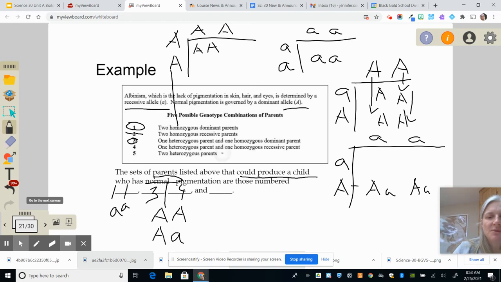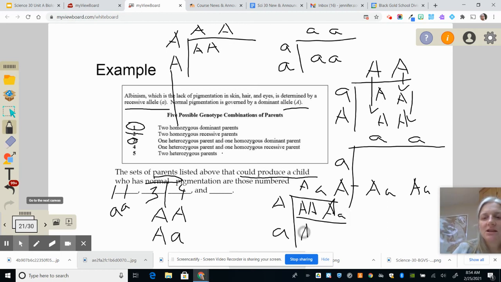And then two heterozygous parents, they're all like this. As long as you have one dominant allele showing up in a parent, you are going to have a child that has normal pigmentation. All right, so 3 out of 4 chance that the offspring will have normal pigmentation, and only 25% chance that they'll have albinism. All right, so it's really only number 2 that couldn't produce offspring that had normal pigmentation.